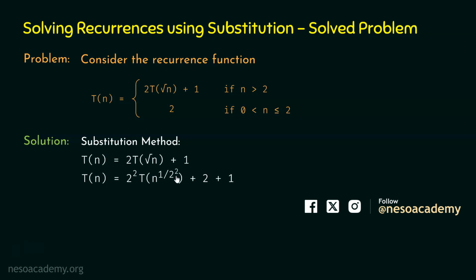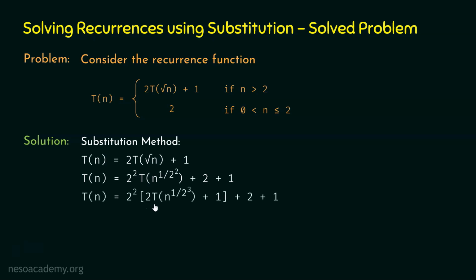We can proceed further and replace or substitute Tn^(1/2^2) by 2 times Tn^(1/2^3) plus 1. We just need to replace n by n^(1/2^2) here. So we can substitute Tn^(1/2^2) by 2 times Tn^(1/2^3) plus 1. The rest of the equation remains as it is.